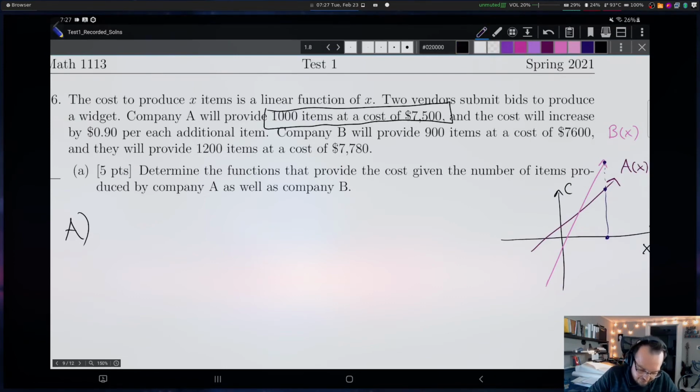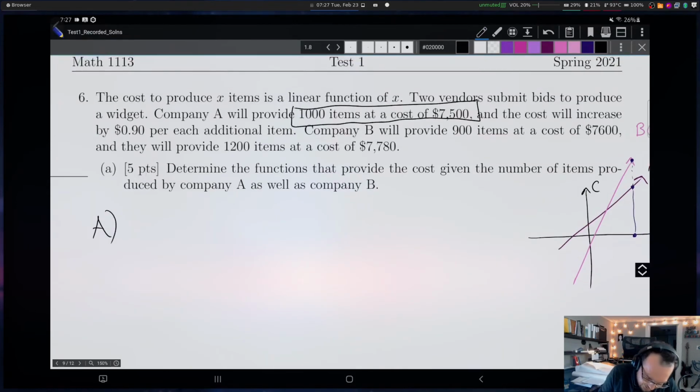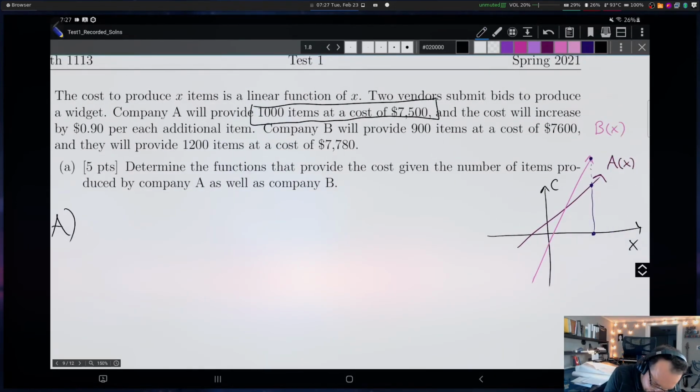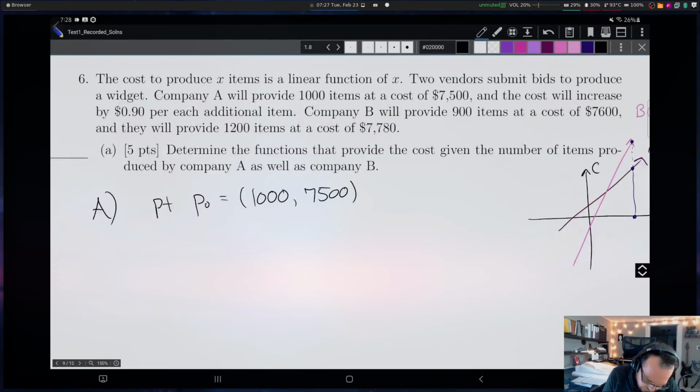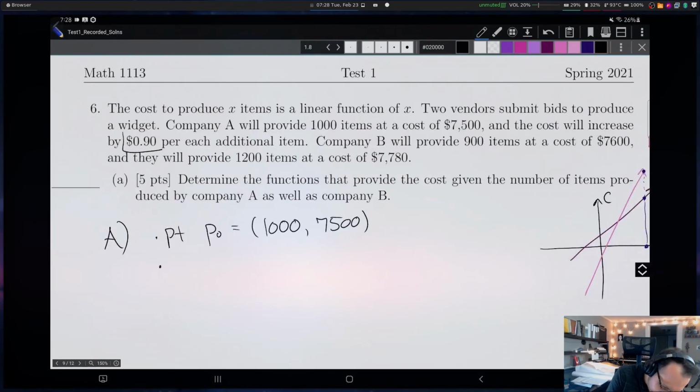We're told that it's a linear function. And so here we have to think about, we're given 1,000 items, which is a point. Maybe let's call it P0. It's given in coordinates by, what are the x's? The x's were items, so there's 1,000 items. And then the cost is $7,500. So there's a point. And what is this other piece of information that they're telling us here? It's 90 cents per each additional item.